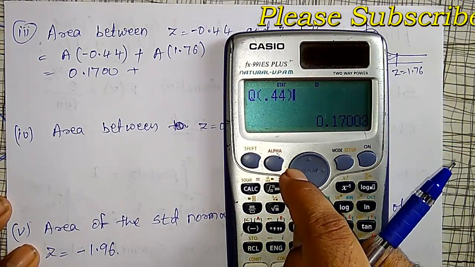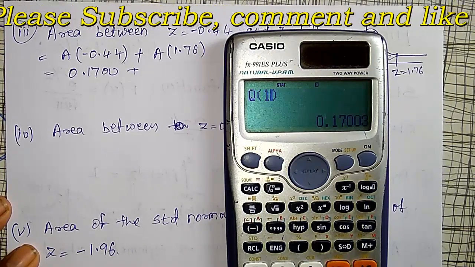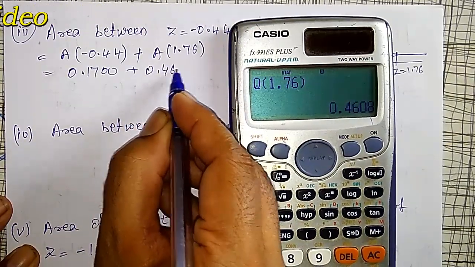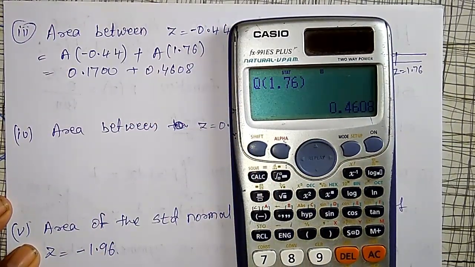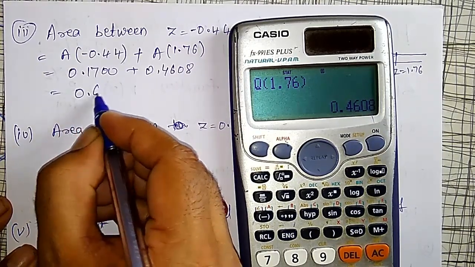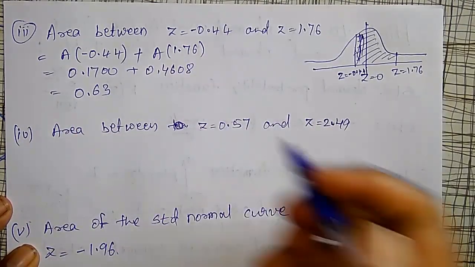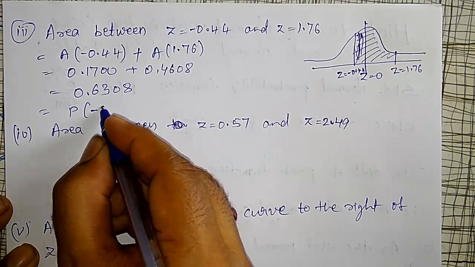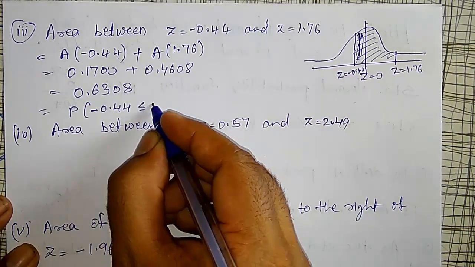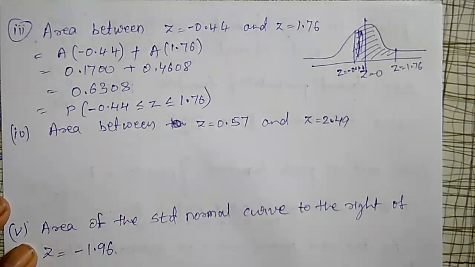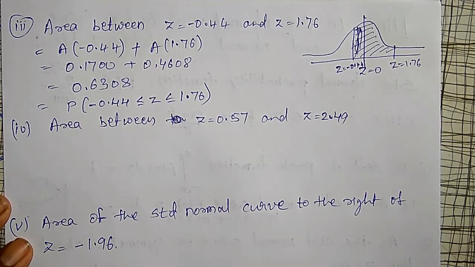Like that, I have to find out 1.76. This comes out to be 0.4608. Adding these two, this will give you the area between them, that is 0.6308. And this area is nothing but the probability from minus 0.44 less than or equal to z less than or equal to 1.76. This is giving you the probability between that area.